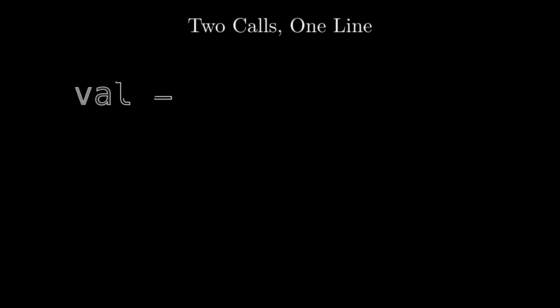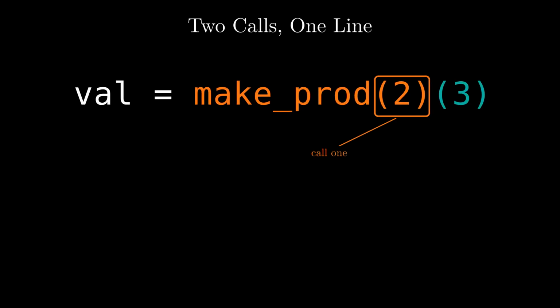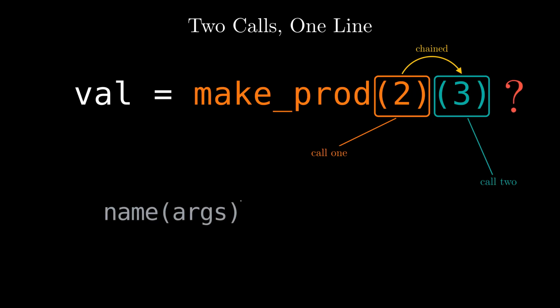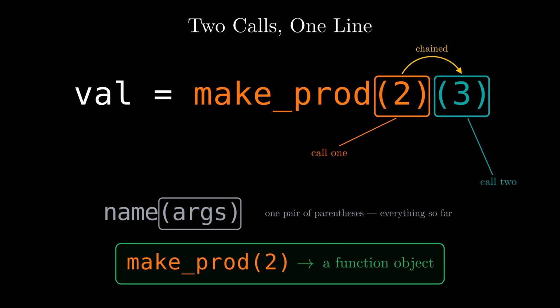Look at this line of Python. Make prod called with 2 and then the result called with 3. Two sets of parentheses back to back on one expression. That should not work. Nothing we have written so far could be called twice in a row like that. It works for one reason. The first call hands back a function.